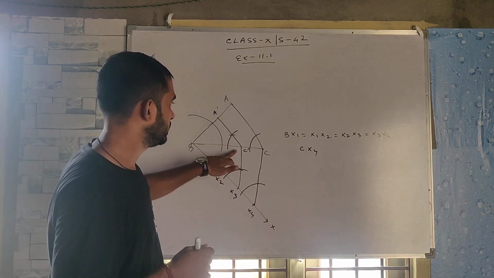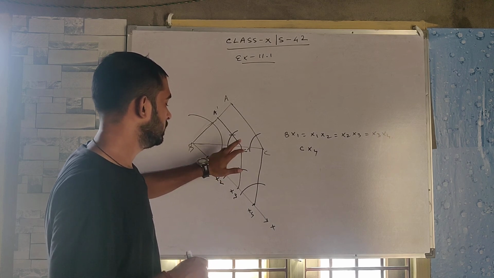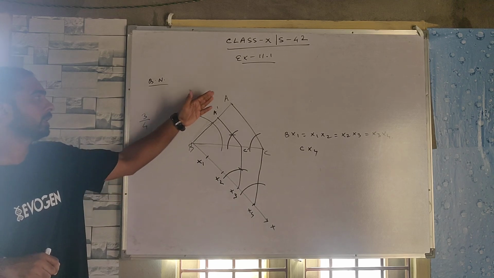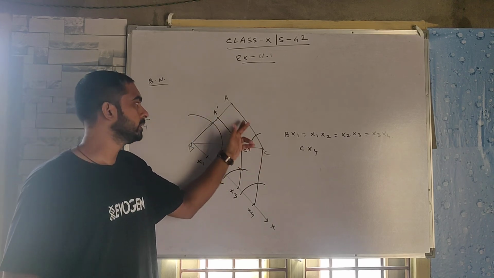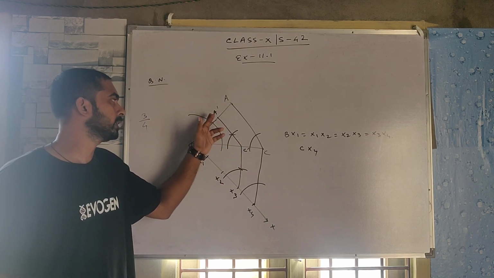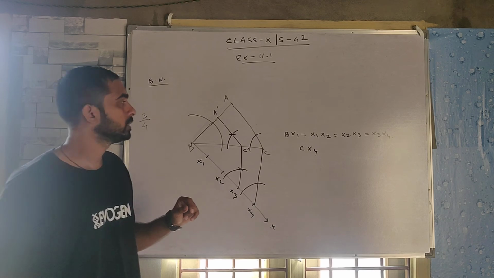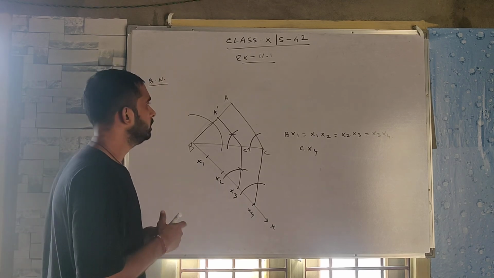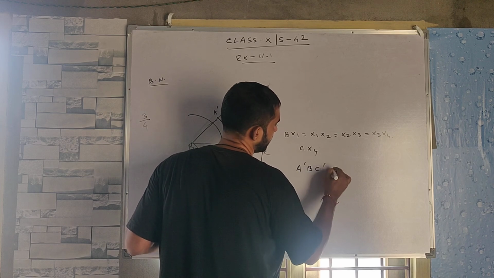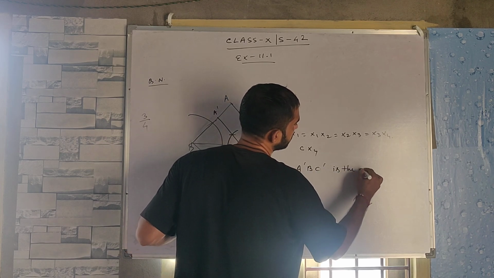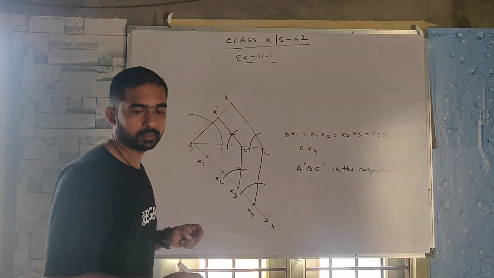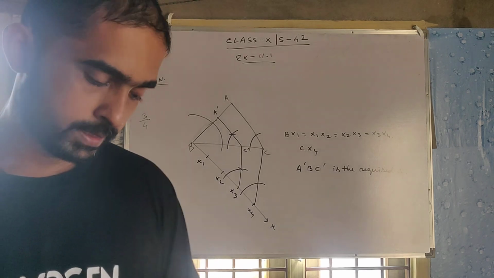Next step, through C dash, draw another line parallel to AC which intersects AB at A dash. Therefore, A dash B C dash is the required triangle. Got it? So these are the questions.